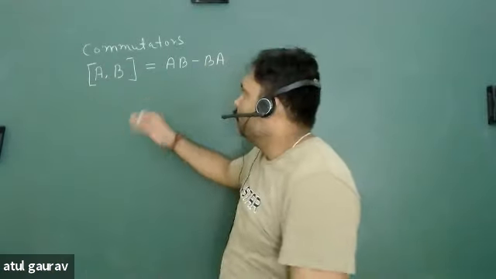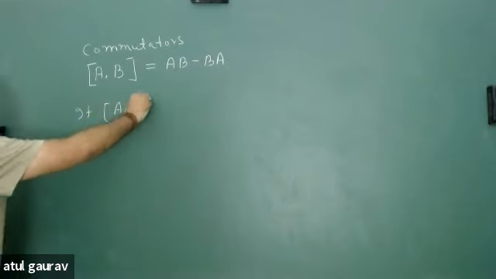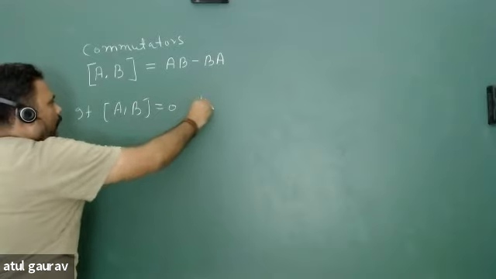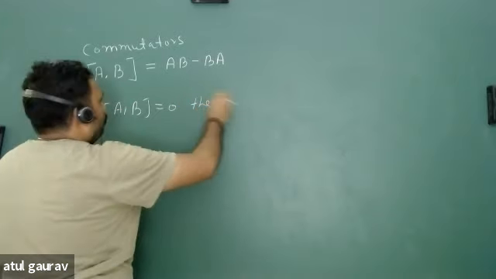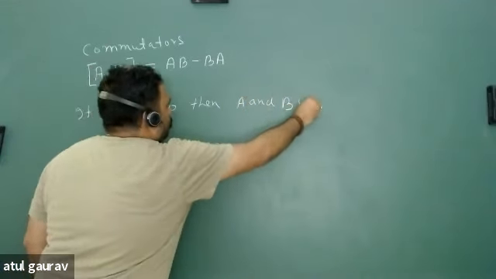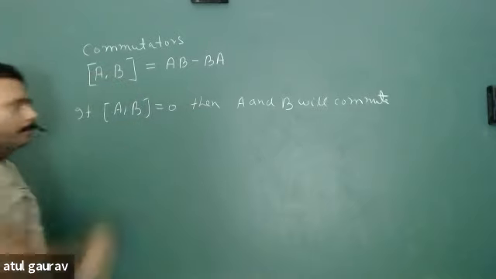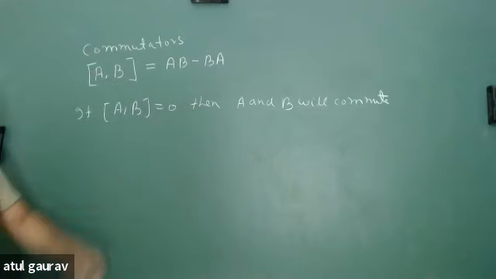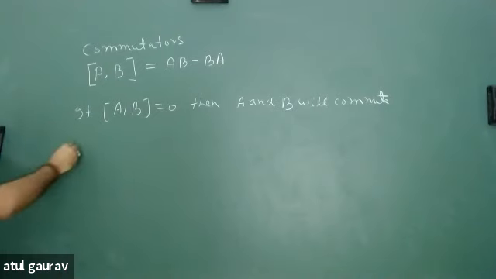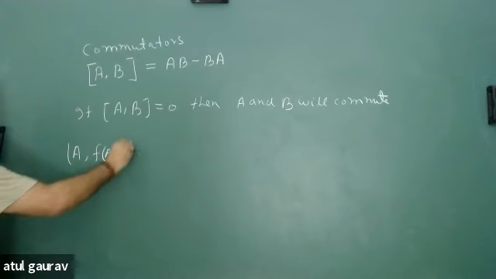If this commutator is zero, that is AB is equal to BA, then you can say A and B will commute. We will see how important this is. But before that, let's go for some properties of the commutator. It is exactly analogous to the Poisson bracket. So the commutator of A and any function of A will be equal to 0.